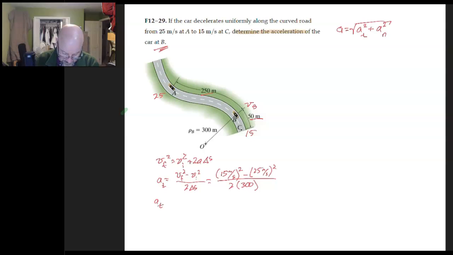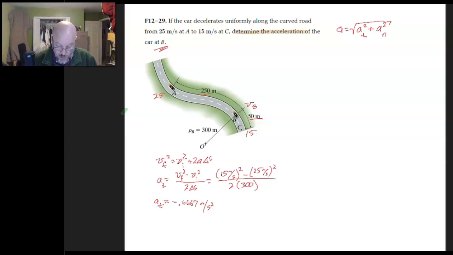Once we put our numbers in there and run that on our calculator, what we get is negative 0.6667 meters per second squared. There you go. It's almost the number of the beast. I don't know what that means, but could be ominous.